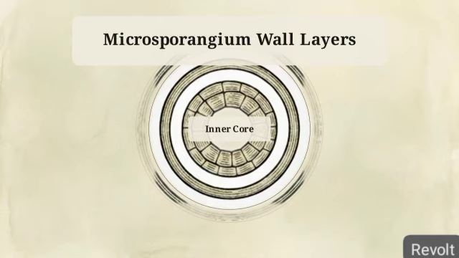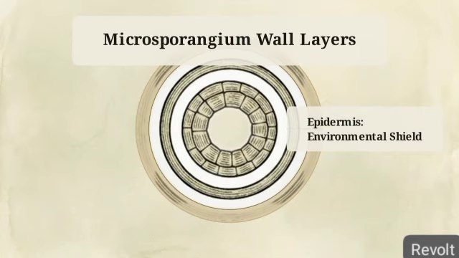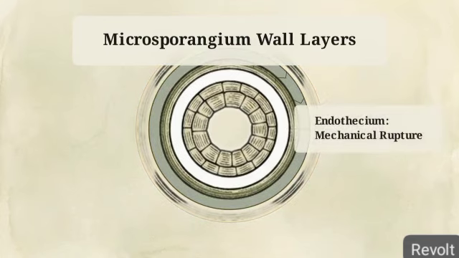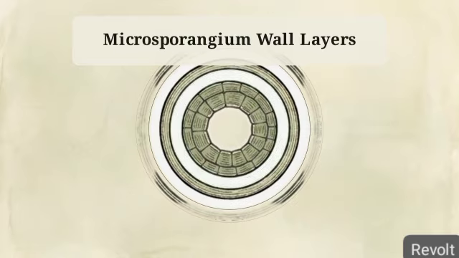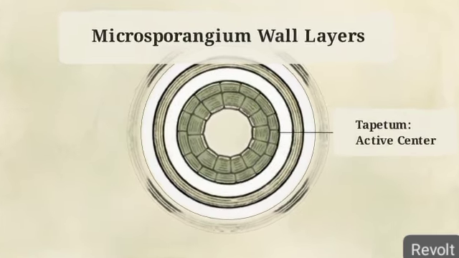The outermost layer is the epidermis, serving directly as the primary environmental shield. Directly beneath it lies the endothecium. This specialized layer is designed to eventually fail, facilitating the mechanical rupture of the anther later in the cycle. The middle layers follow, providing the final passive structural barrier before reaching the active center. The innermost layer is the tapetum.